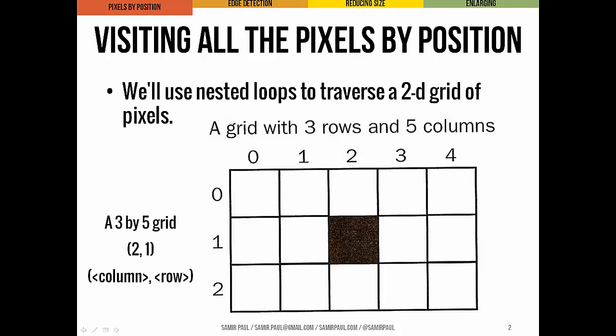So we call this a 3x5 grid, and each data value in the grid, each pixel, is accessed with a pair of coordinates using the form column, comma, row. In this case, we can see the black pixel here is 2, 1, column 2, row 1. In the upper left corner, we'll call that 0, 0. And again, that's the origin of our screen coordinate system.